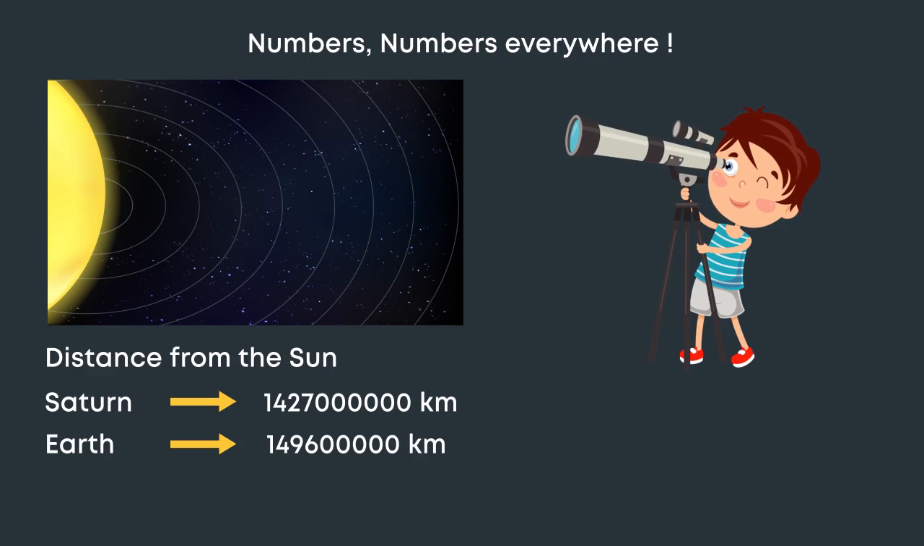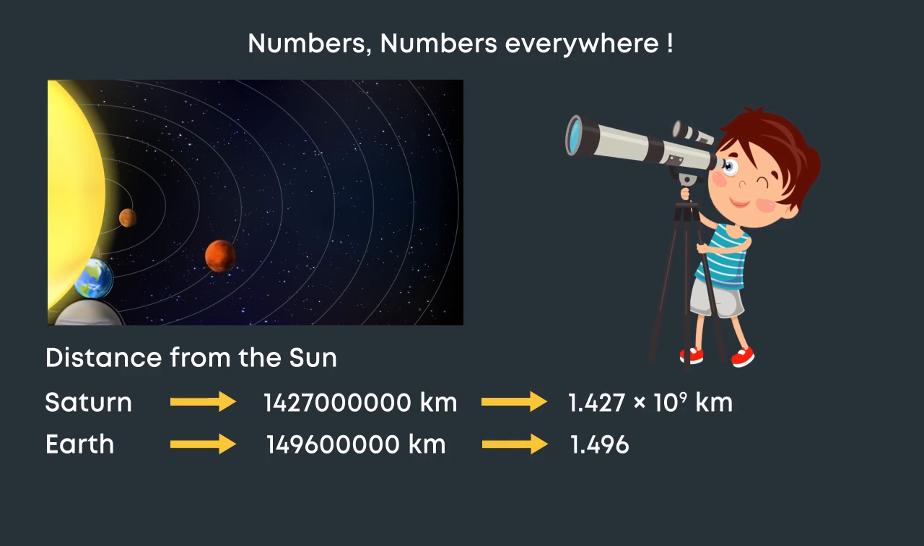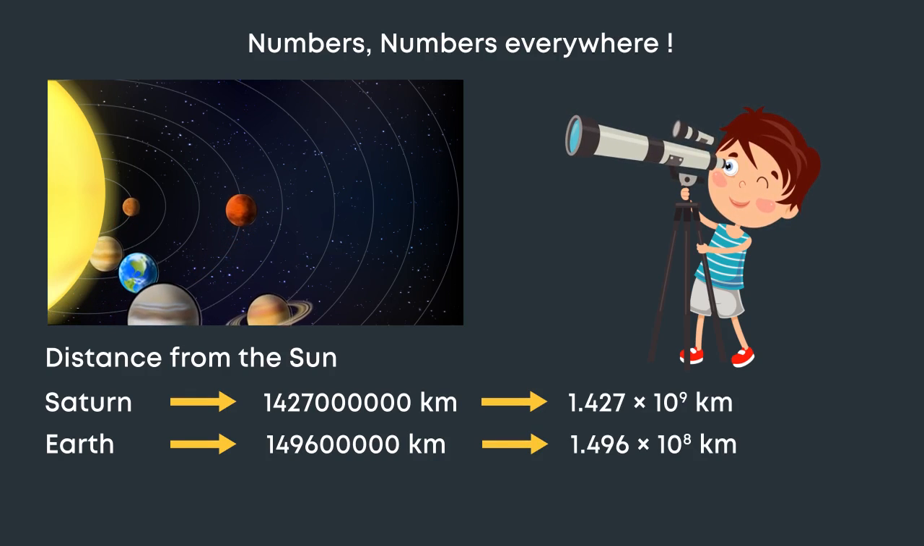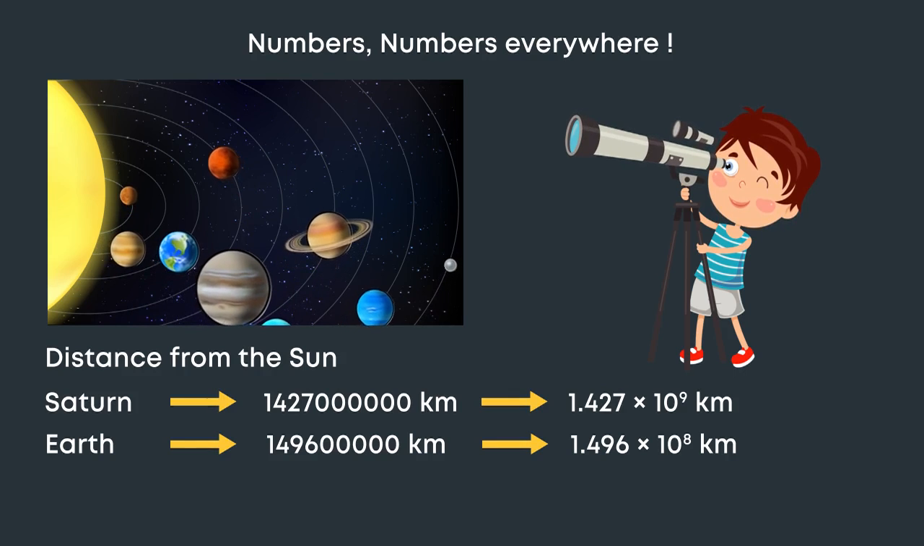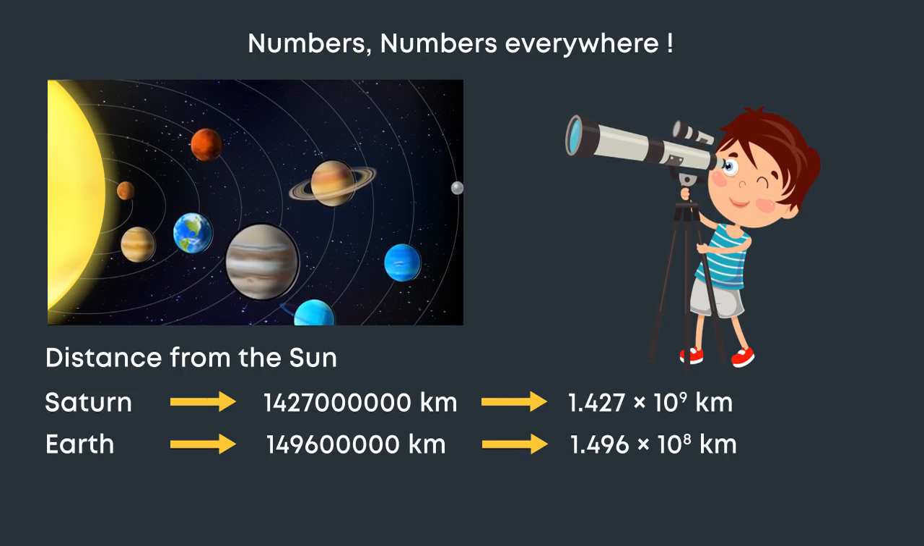These are very large numbers with a long chain of zeros. There is a huge chance of errors while writing and performing operations with these numbers. To compare them easily, we convert them to standard form as 1.427 into 10 to the power 9 kilometer and 1.496 into 10 to the power 8 kilometer. Writing numbers in standard form helps to handle operations on large numbers in a convenient and more accurate manner.